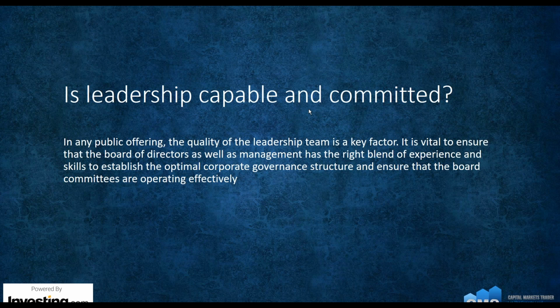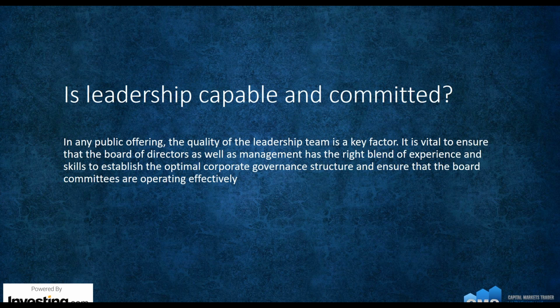Okay. Now, is leadership capable and committed? In any public offering, the quality of the leadership team is a key factor. It is vital to ensure that the board of directors, as well as the management, has the right blend of experience and skills to establish the optimal corporate governance structure and ensure that the board committees are operated effectively.